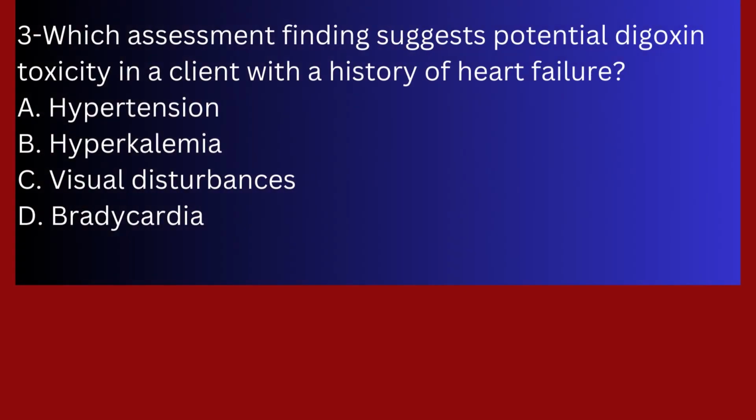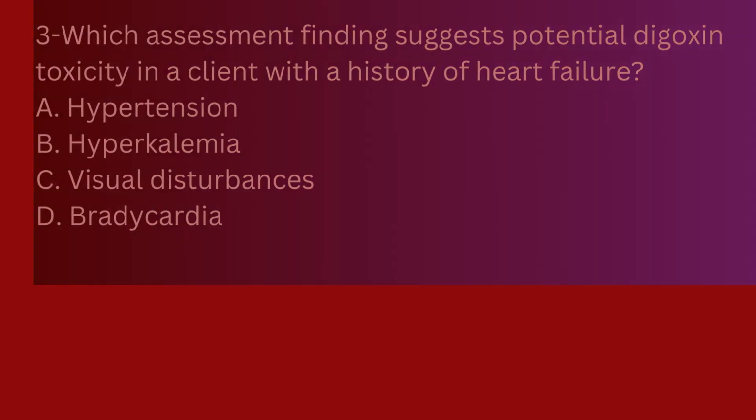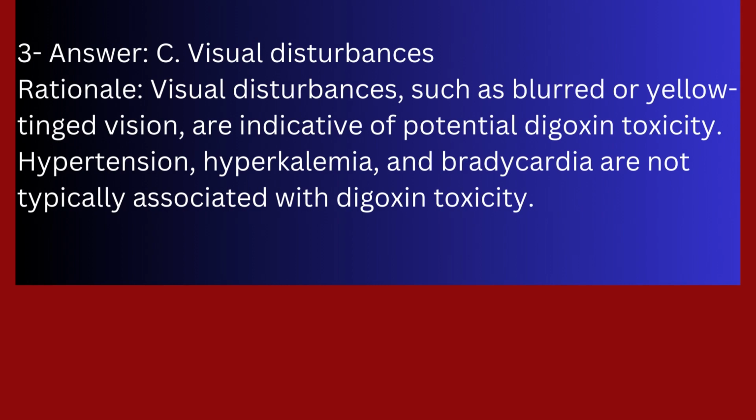Question number 3. Which assessment findings suggest potential digoxin toxicity in a client with a history of heart failure? A. Hypertension. B. Hyperkalemia. C. Visual disturbances. D. Bradycardia. The answer is C. Visual disturbances. Visual disturbances such as blurred or yellow-tinged vision are indicative of potential digoxin toxicity. Hypertension, hyperkalemia, and bradycardia are not typically associated with digoxin toxicity.